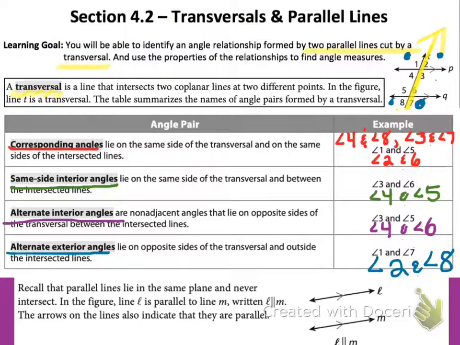So it says, recall that parallel lines lie in the same plane and never intersect. In the figure, line L is parallel to line M, written L with the 2 vertical lines, or sometimes slanted lines, like hashtags. That's a way of writing symbolically that 2 lines are parallel. And the arrows on the lines also indicate they're parallel. So like I said, these little arrows are a visual way of indicating that lines are parallel.